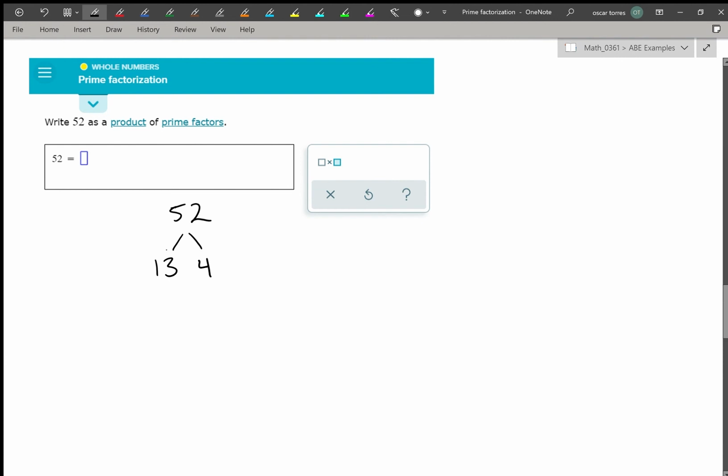So if we continue the problem, we try to break up both of these numbers again. For 13, we can't divide it any further, so we know that that's going to be part of our answer. But 4, we can split up into 2 times 2. And these two can't be divided any further. So our final answer ends up being 2 times 2 times 13.